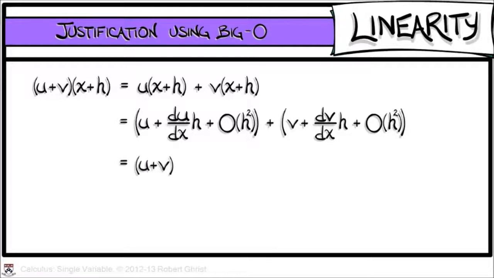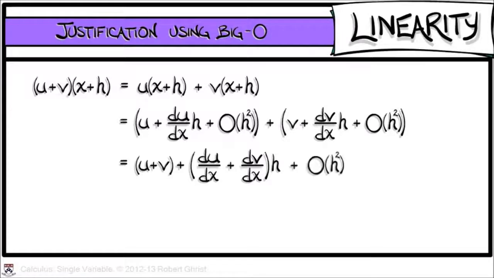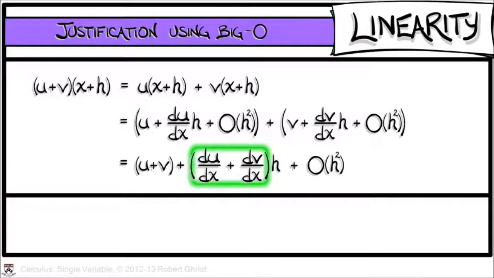Now, let's rearrange this sum by ascending order of h. The 0th order terms are u plus v. What are the first order terms, those that have an h? Well, on the left we have du dx, and we add to it the term from the right, dv dx. Everything else is something in big O of h squared plus something in big O of h squared. That is in big O of h squared, naturally. So we see that the first order coefficient is the sum of the derivatives, as expected.